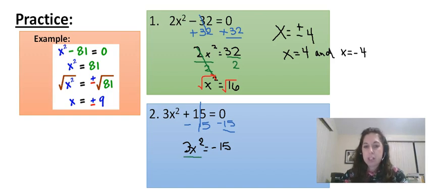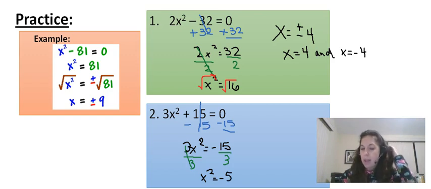The 3 is being multiplied by that x squared. Let's go ahead and divide. I'm then left with x squared equals negative 5. Negative 15 divided by 3 is negative 5. X squared equals negative 5. I would then go ahead and take the square root of both sides. But you should notice, I can't take the square root of a negative number. I can't take the square root of negative 5. This should be a no solution.